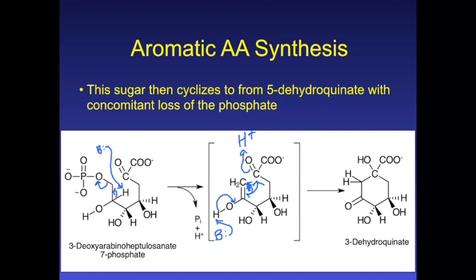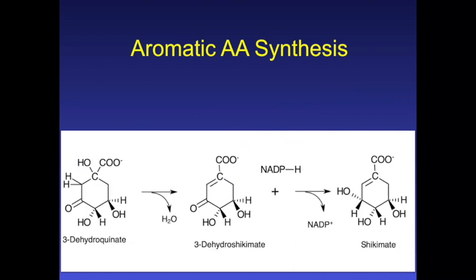Select someone else. Becca can go next. Oh, okay. So we're at 3-dehydroquinate. At least now we have a ring structure for the aromatics. Okay, so you get to look at 3-dehydroquinate to 3-dehydroshikimate. I didn't make up the names. Perfect. Go ahead and select somebody.